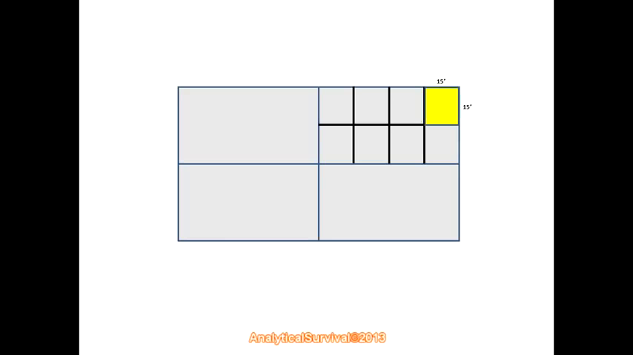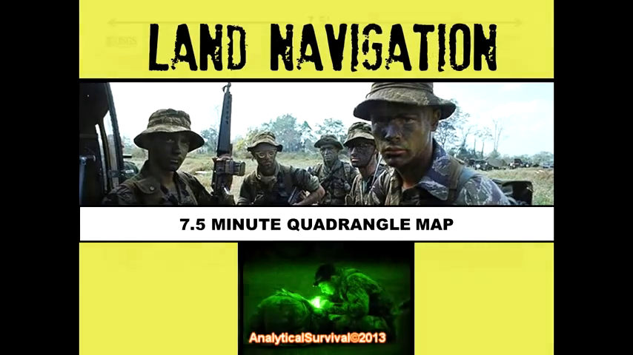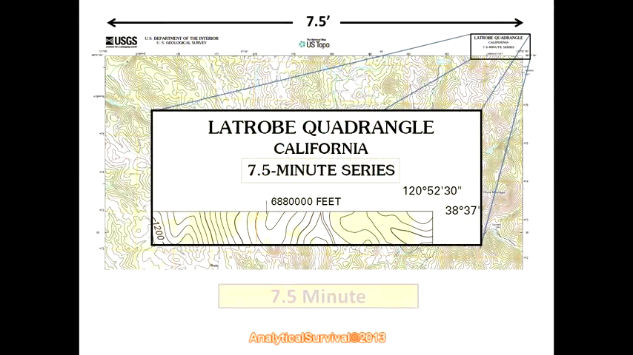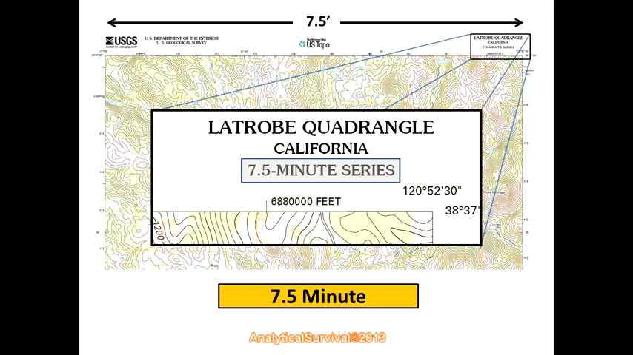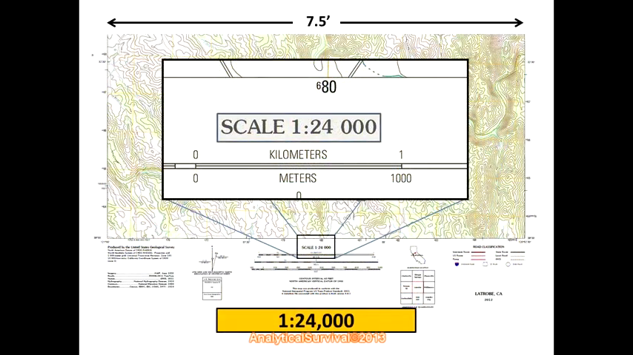Now, guess what we're going to do now? You got it. We're going to subdivide this 15 by 15 minute area further into 4 more quarters. The result is a 7.5 minute by 7.5 minute map. And since a 7.5 minute map is created from 4 quadrants of the old 15-minute map, they are often referred to as quadrangles. Once again, we can check the size in the upper right-hand corner, and it is indeed a 7.5 minute quadrangle. Once again, the scale is at the bottom center, and it is 1 to 24,000.